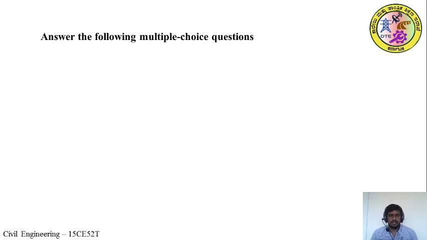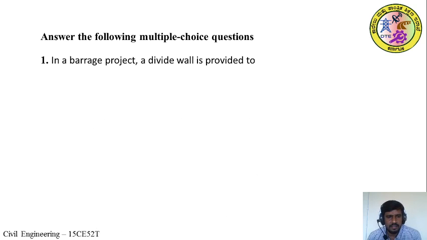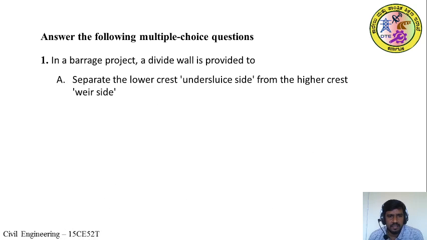Now students, we can move on to the multiple choice question concept. Please answer this question. The first question is, in a barrage project, a divide wall is provided. Let's see the options. This divide wall separates the lower crust of undersluice side from the higher crust of weir side.